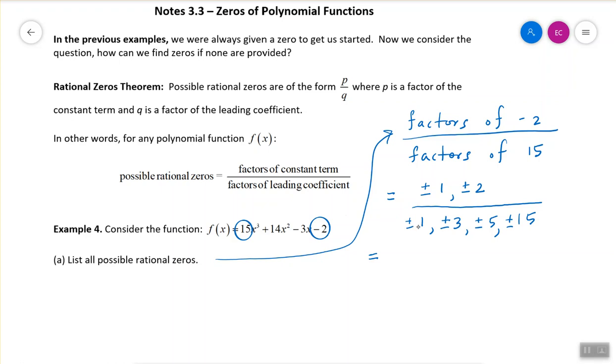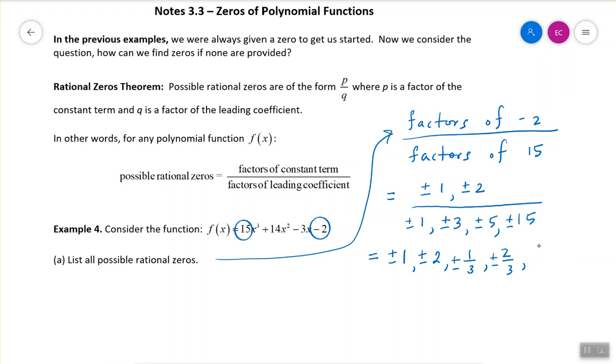Let's just work with the denominator 1, and let's do all of the numerators over 1, and then we'll do all of the numerators over 3, and then all of the numerators over 5, and then all of the numerators over 15. So from the beginning, 1 over 1, and then 2 over 1. So 1 over 1 is 1, and it's positive or negative. 2 over 1 is 2, and it's positive or negative. Then we'll go on to the denominator 3. We'll do 1 over 3 or 2 over 3.